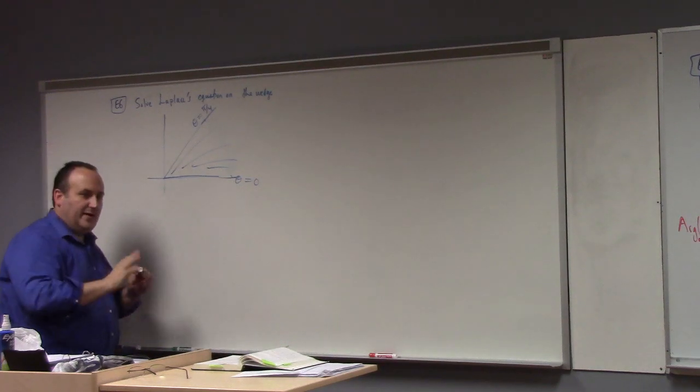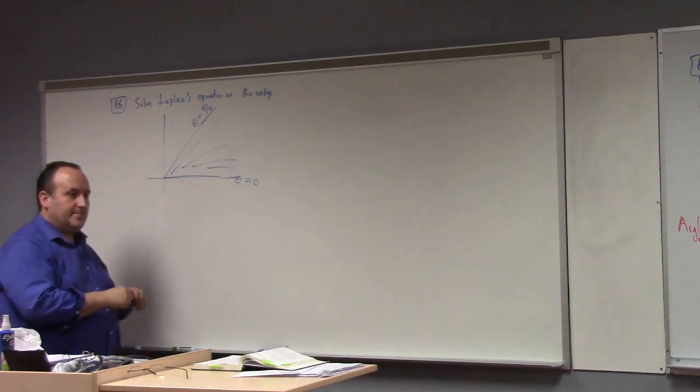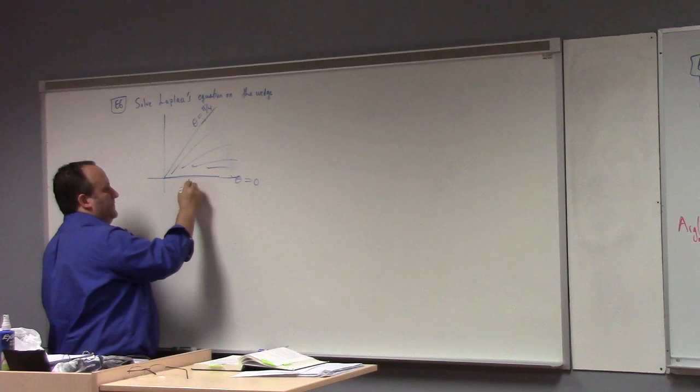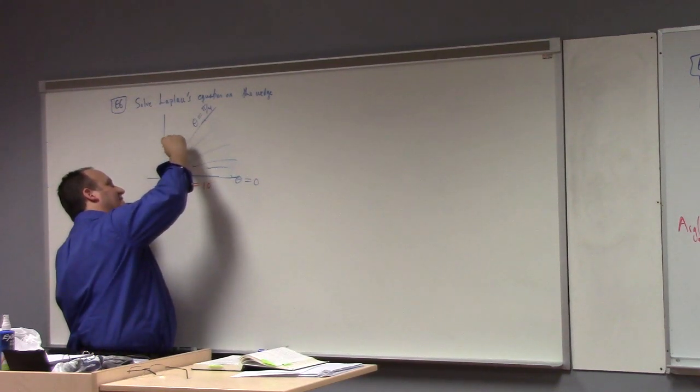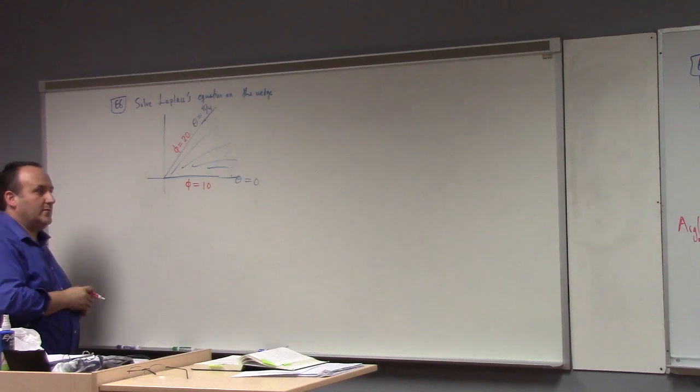And for it to be a boundary value problem, I have to specify some values on the boundary, all right? So I want to have phi equal to 10 down here, and I want to make phi equal to, let's say, 20 up here. Okay?